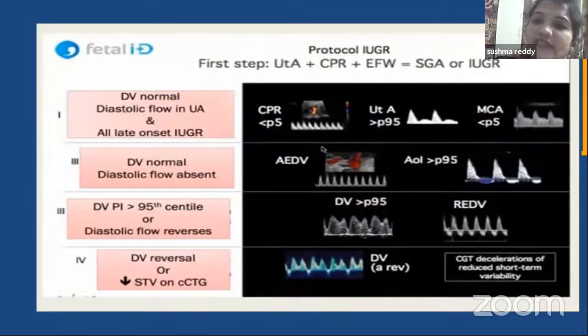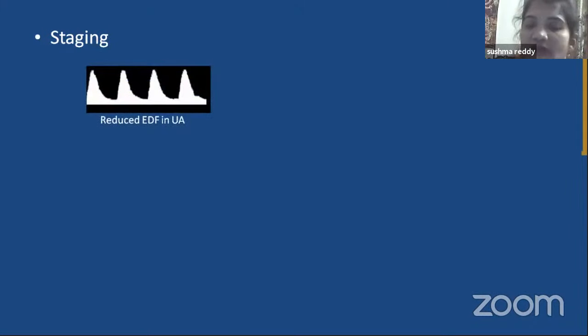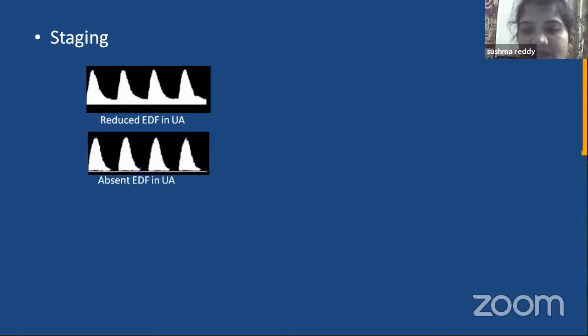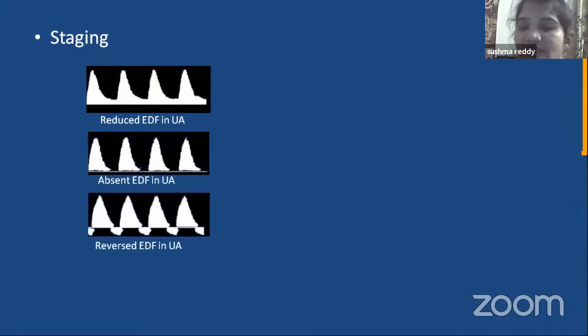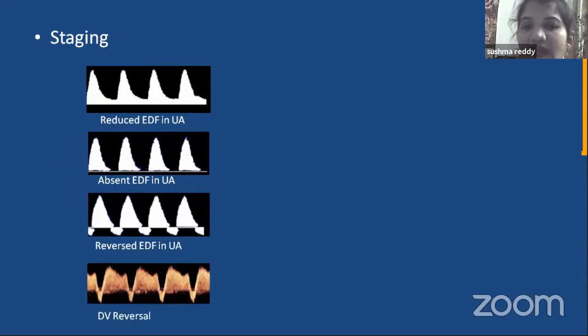Now, there is staging of fetal growth restriction and management completely depends on staging. This slide appears complicated, but I will try to simplify it. The staging depends on the Doppler changes itself. So in staging, to simplify, stage 1 is reduced end-diastolic flow, stage 2 is absent end-diastolic flow, stage 3 is reverse end-diastolic flow, and stage 4 is ductus venosus reversal.